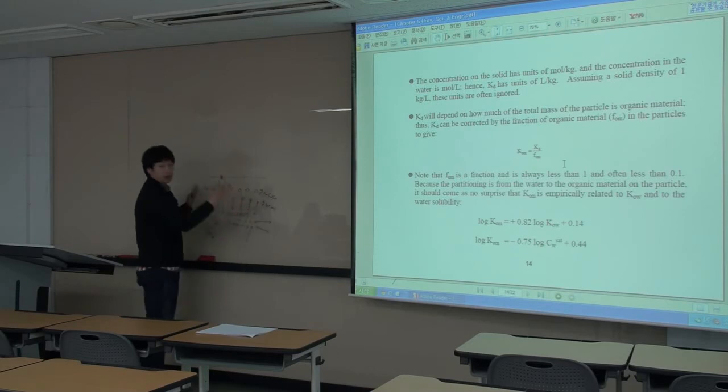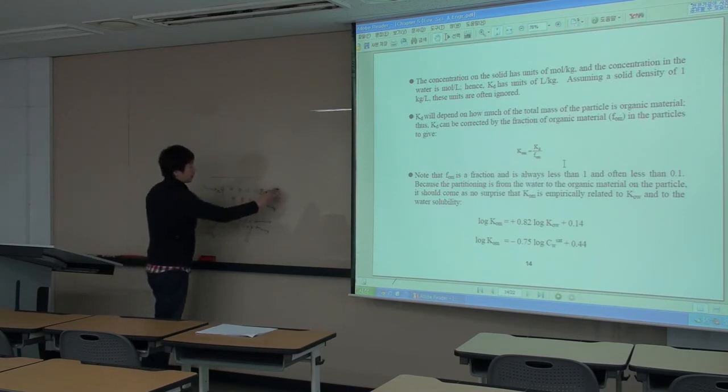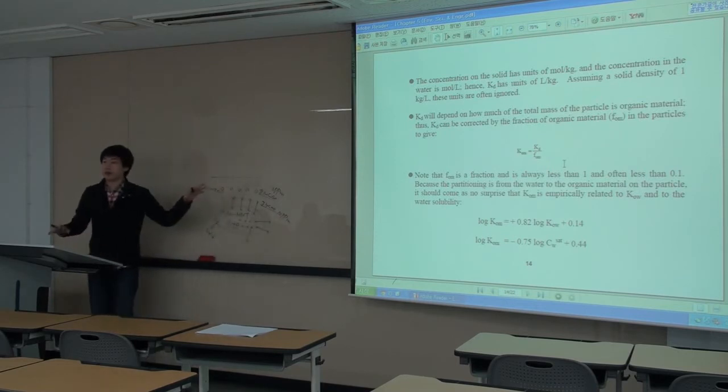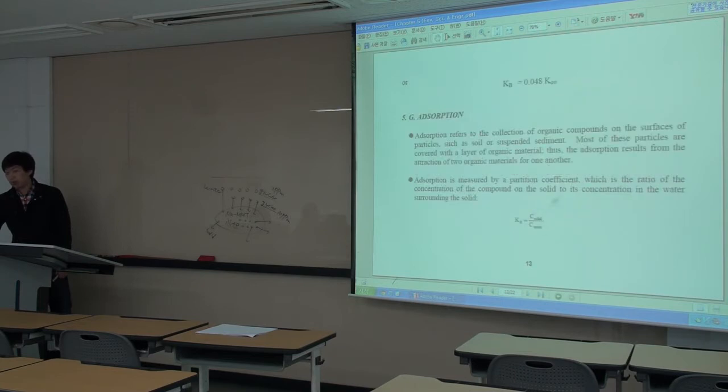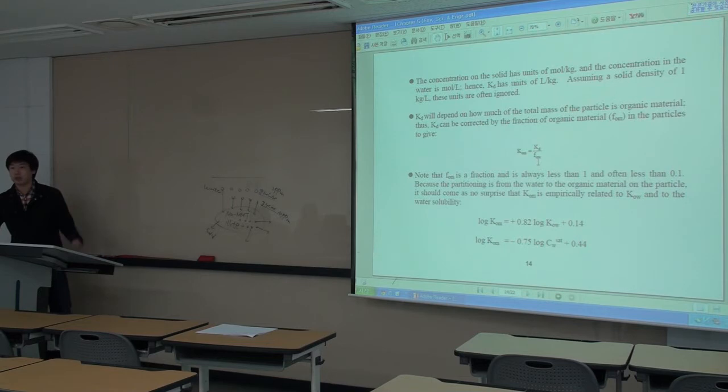If glucose in the water is 2 ppm and glycine is 10 ppm, each chemical has its own fraction in the water, so it should be considered to calculate the absorption more correctly. So this KOM is defined as Kd over FOM, where Kd was this one and FOM is the organic matter fraction in the water. And log KOM is described like this: 0.82 log KOW plus 0.14. You should keep this in memory also.